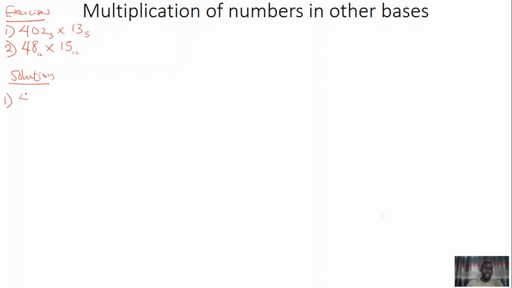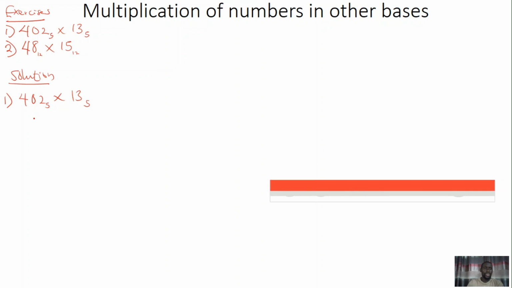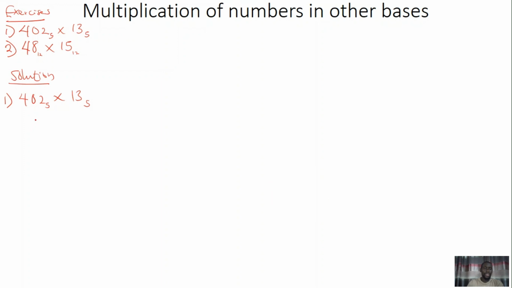Number 1, 402 base 5 multiplied by 13 base 5. The first thing to do is to arrange this number on top of each other, preferably the one with larger number of digits, then followed by the one with the smaller number of digits. 402 will be on top and 13 will be below, and they are both in base 5. We are multiplying them.